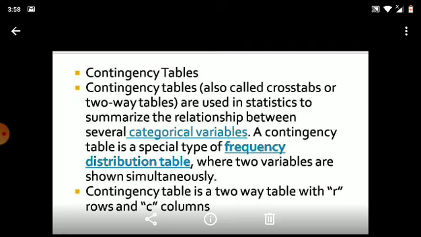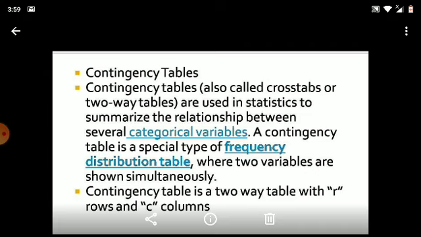Now the next concept is the contingency table. We have to measure the association of attributes. So there will be at least two attributes which are to be measured simultaneously. To measure or count the attributes simultaneously, we use a table which is called a contingency table. A contingency table is also called a crosstab or two-way table, two-way because it relates to two attributes at a time.